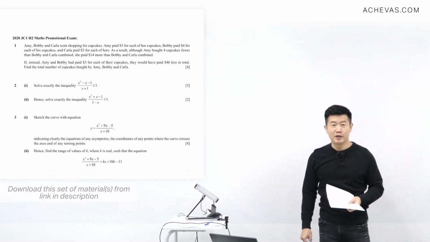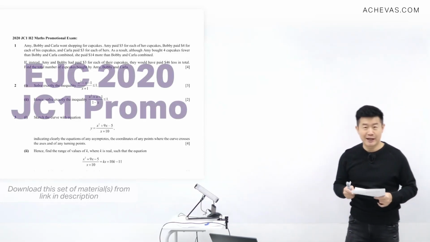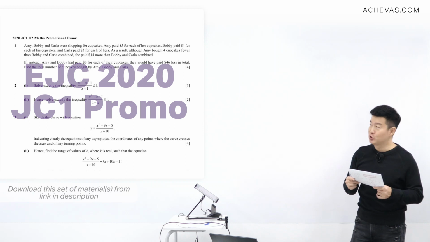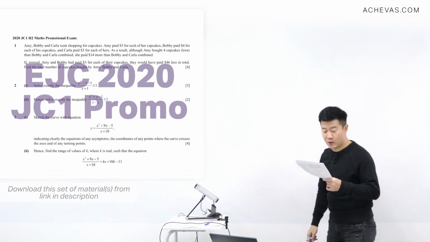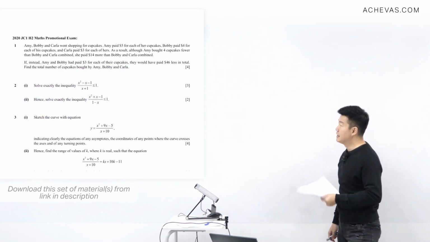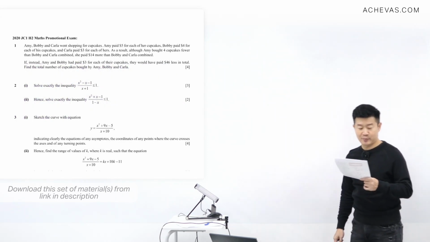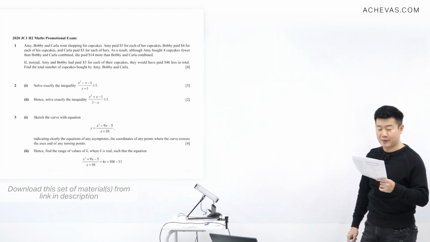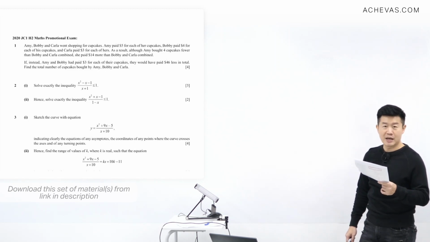In this video, we are going to be looking at a JC1 promotional exam paper from Univer Junior College in the year 2020. So the first question that we have here is a system of linear equations question where we are supposed to solve for the total number of cupcakes bought by Amy, Bobby, and Carla.